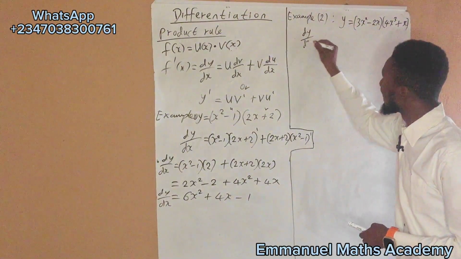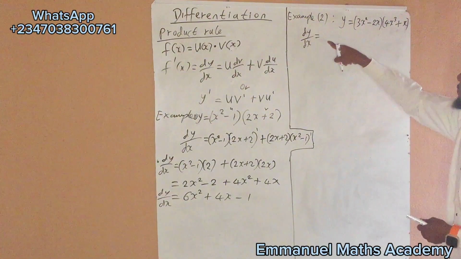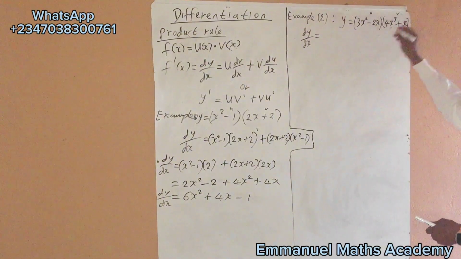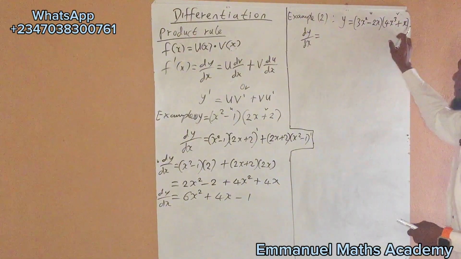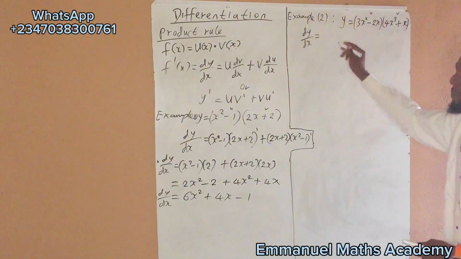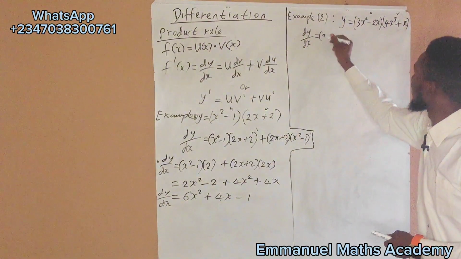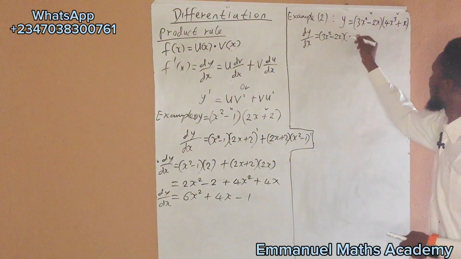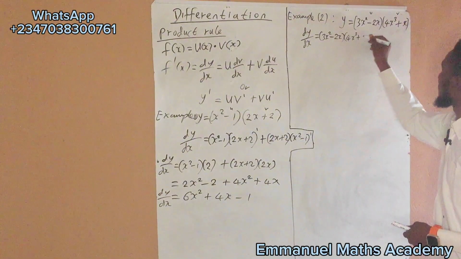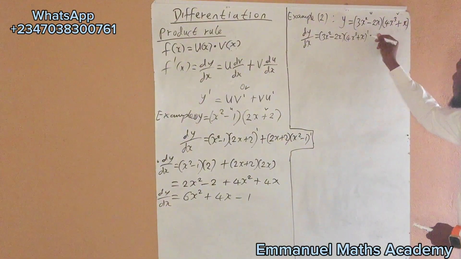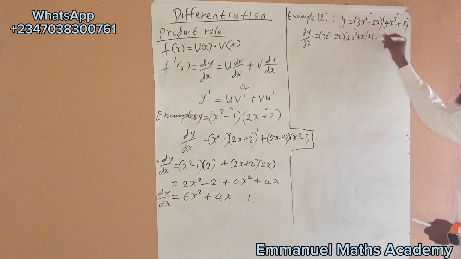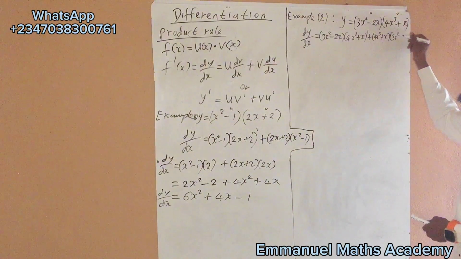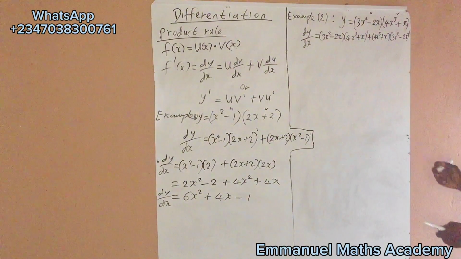The dy/dx of this simply means this is our u, right? This is our v. You keep u, differentiate v, plus you keep v, differentiate u. You write it out as 3x power 2 minus 2x into bracket 4x power 3 plus x prime, plus 4x power 3 plus x into bracket 3x power 2 minus 2x prime also.